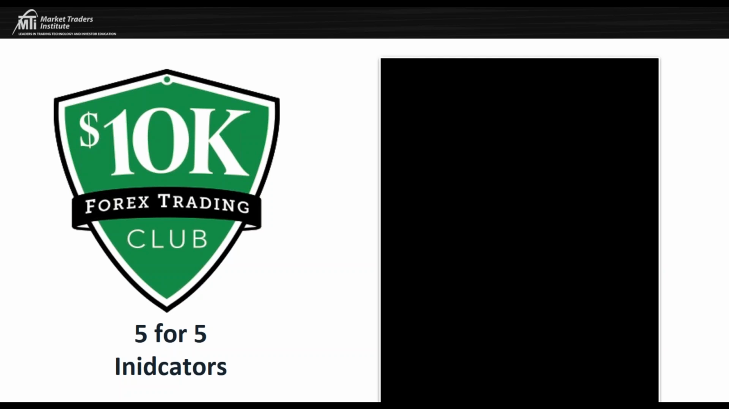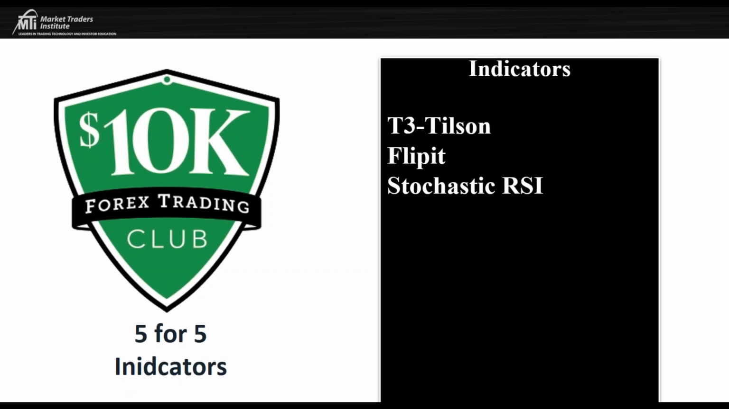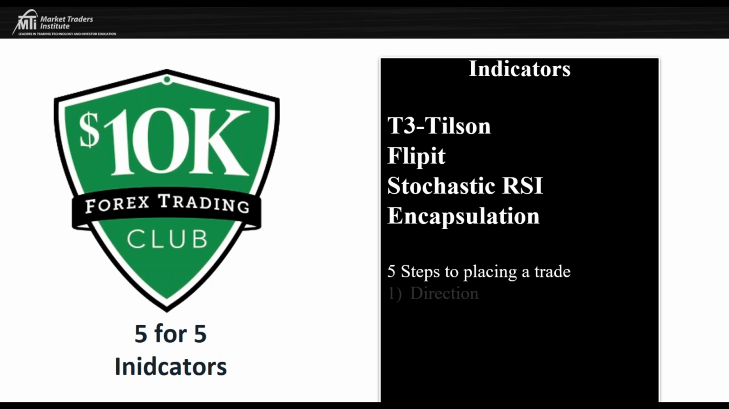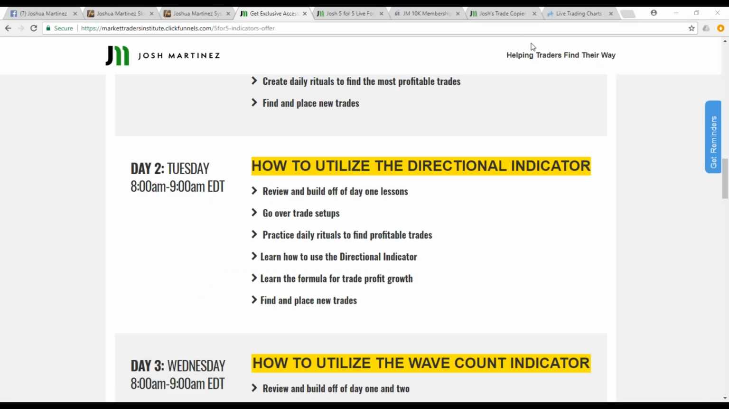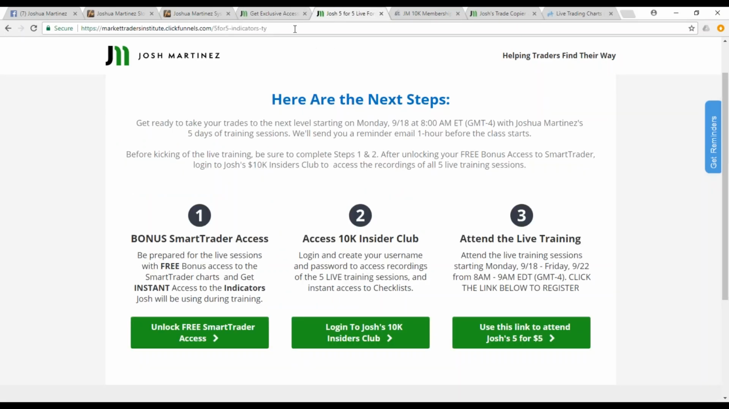Now, by Friday, everyone should know how the T3 Tilsons work, how the Flippets work, how stochastic RSIs work, and how the encapsulation tool works. We're going to be following the formula of success, which is 5 steps to placing a trade: direction, entry, stop, limit, and we have to have fun. And yes, this presentation is being recorded for your review. We're going to review the resources right now.